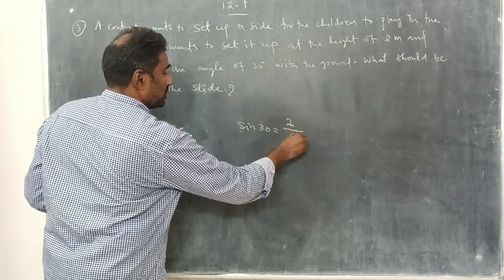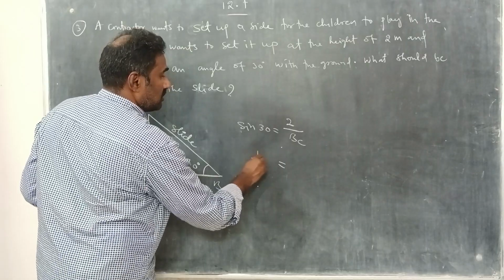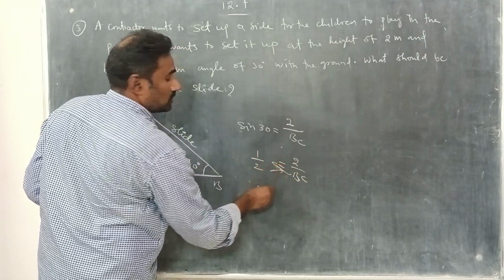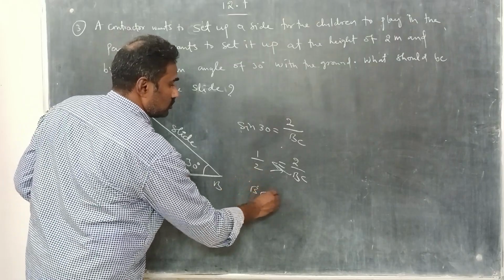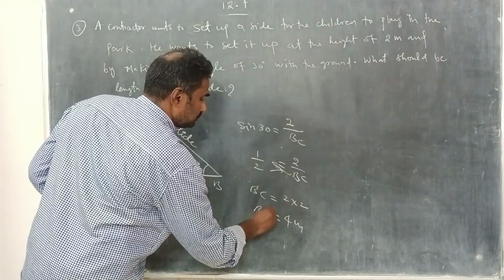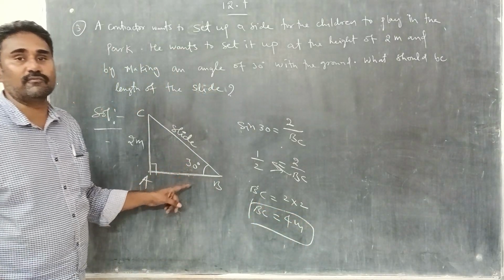What is it? BC. Now the sin 30 value is 1 by 2. So it is 2 by BC. By doing cross multiplication, 1 into BC is equal to BC. Now it is 2 into 2, which is equal to 4 meters. The slide length should be 4 meters.